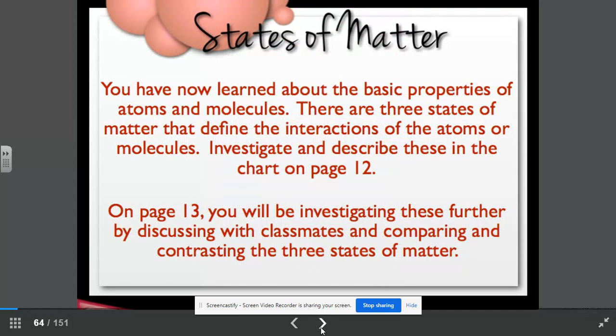All right, you have now learned about the basic properties of atoms and molecules. There are 3 states of matter that define the interactions of these atoms or molecules. So in class together, we're going to investigate and describe these and list them on the chart on page 12. Your teacher will give you further instructions about this, so don't worry about it. I am going to show you the slides. If you'd like to pre-fill them before class, you are welcome to.